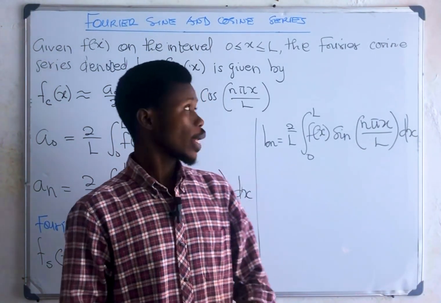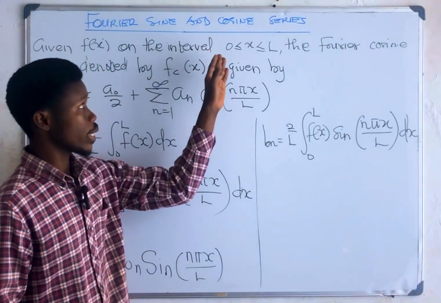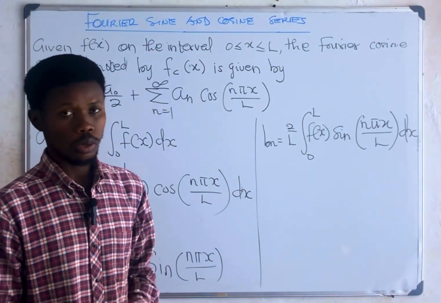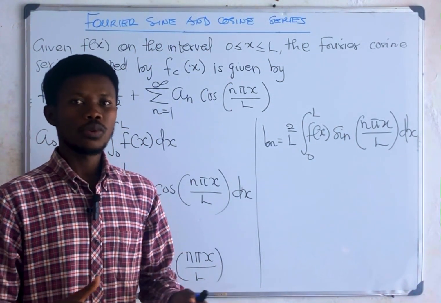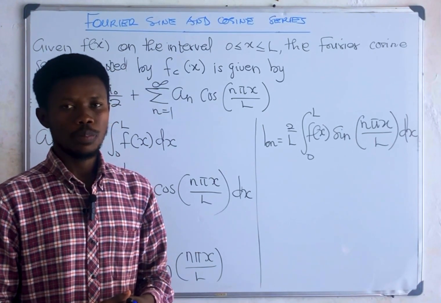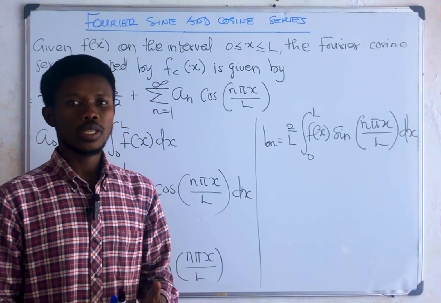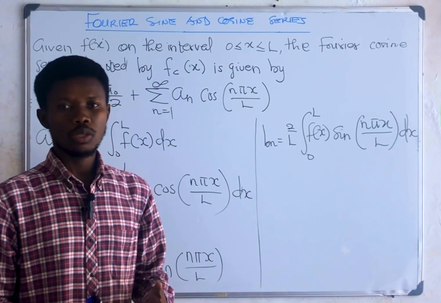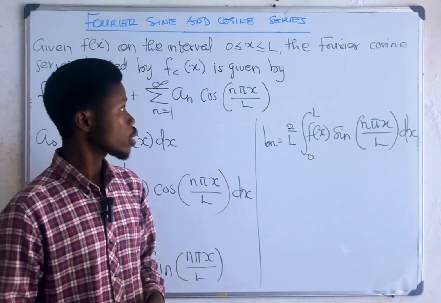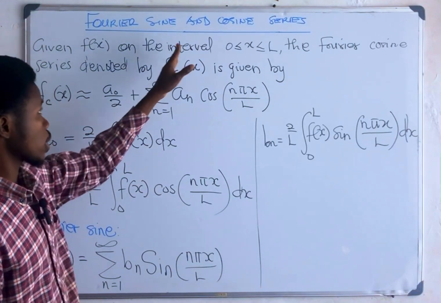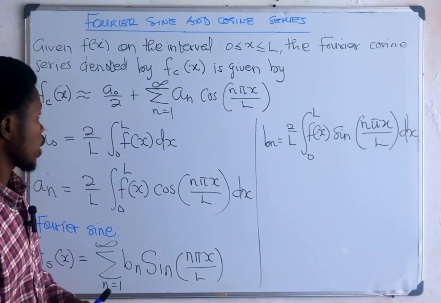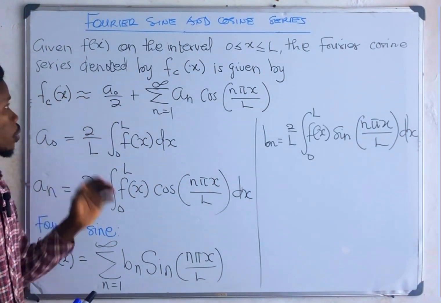Thank you very much. Now we are going to look at Fourier sine and cosine series. Already, in the previous videos that I've done, we looked at the computation of the Fourier series when it is even, when it is odd, and when it's neither even nor odd. Now we are going to look at the Fourier sine and Fourier cosine series. So let's start with this.